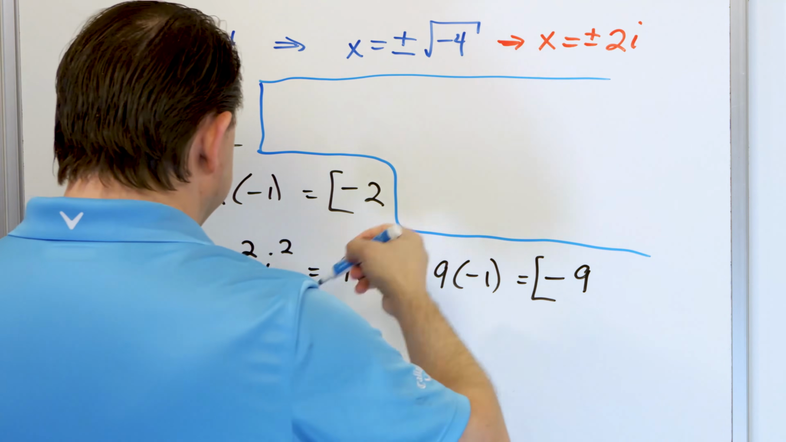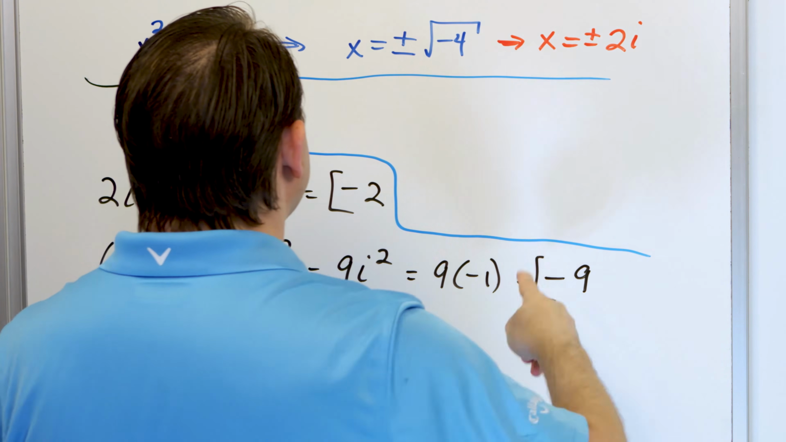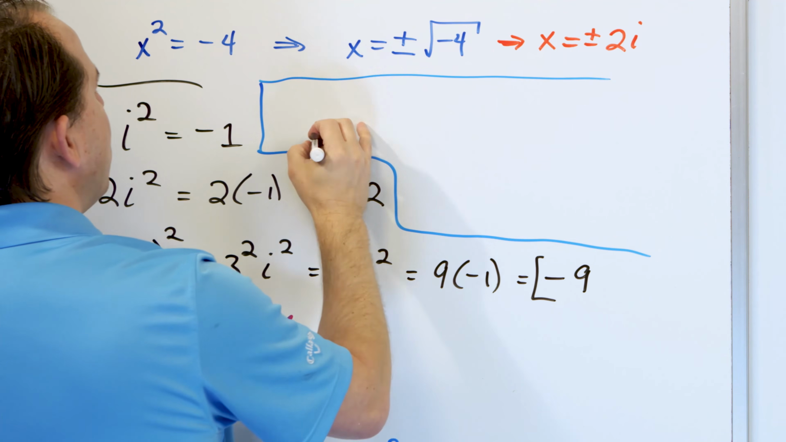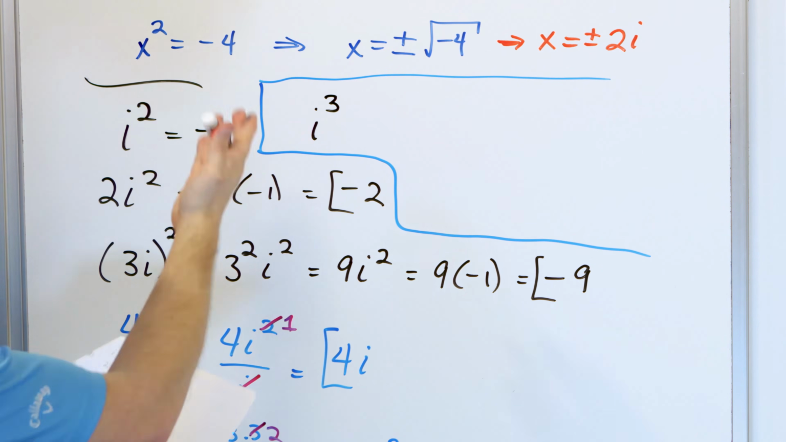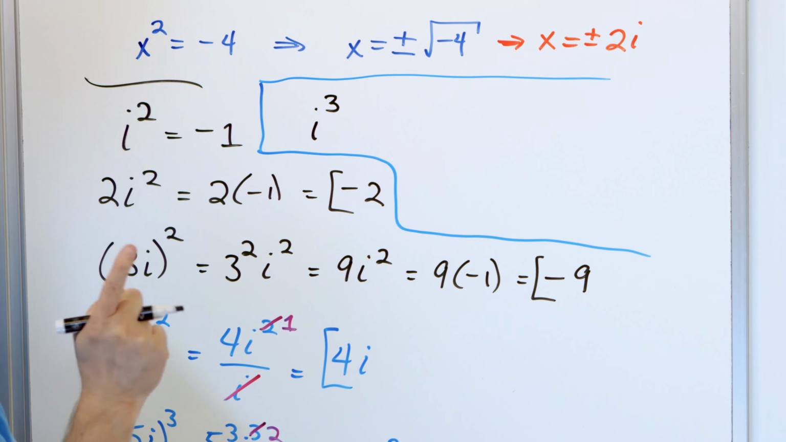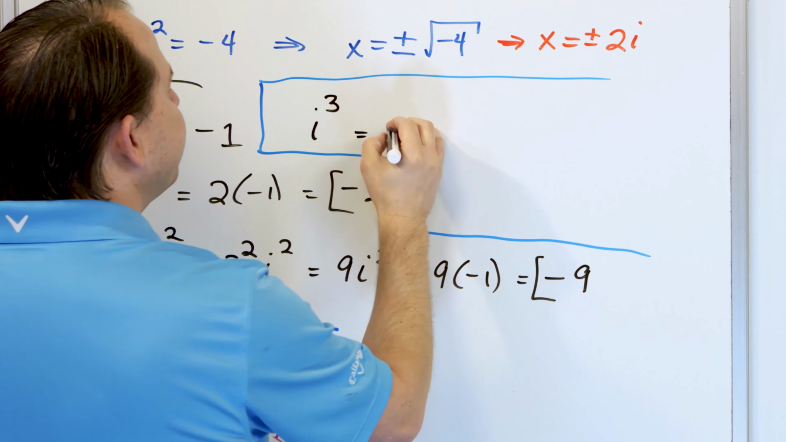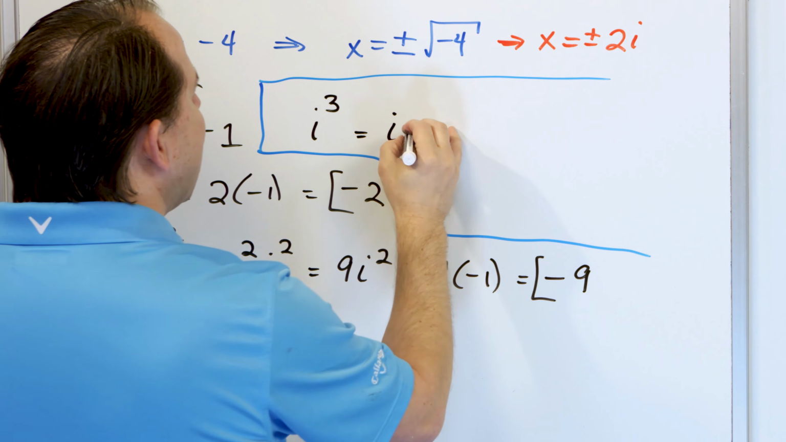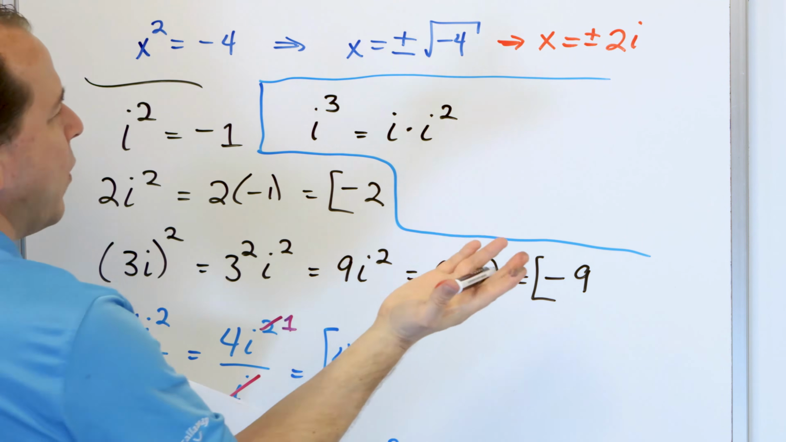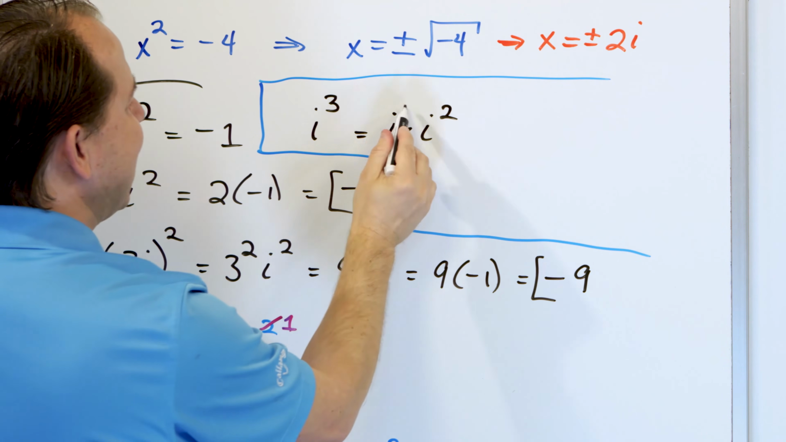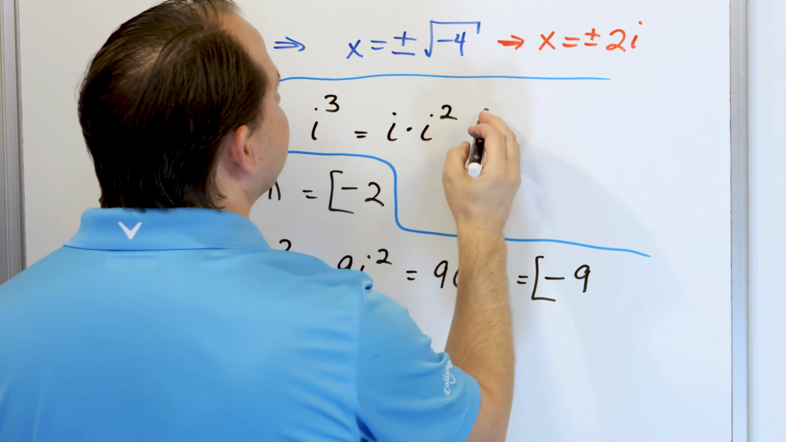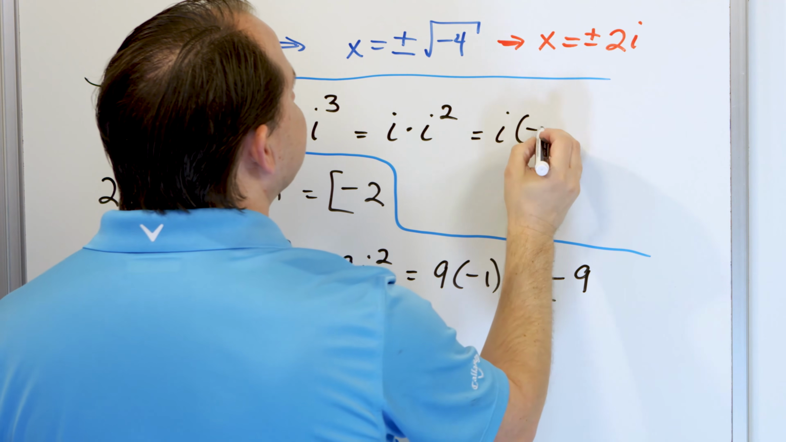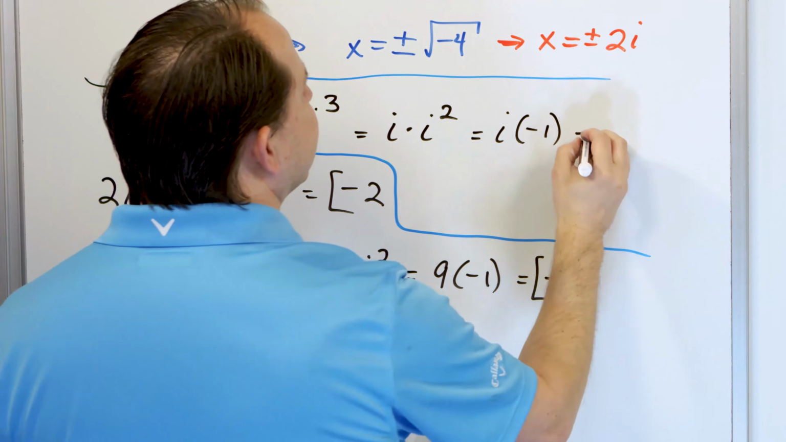The last one I'm going to do for you is a really interesting one. What if you have i cubed? Some students will look at that and say, I have no idea. You didn't tell me what i cubed was equal to. Until you remember that i cubed can be written as i times i squared. Why? Because you can treat it as a variable. I can add these exponents, so of course it's equal to this, and I know that this i squared is negative 1. So really it's i times negative 1, which means it's going to be negative i.